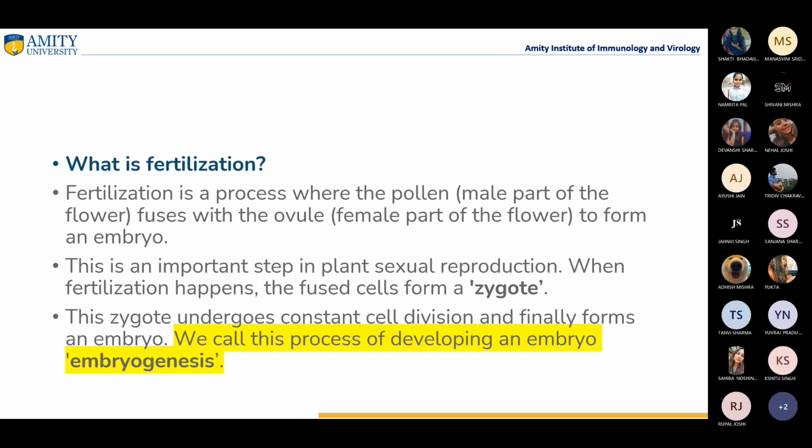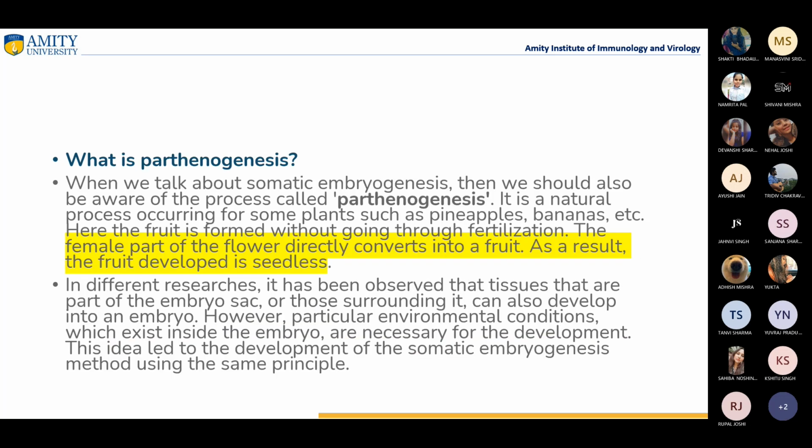So after fertilization, a zygote is formed. We all know that, right? This zygote undergoes a lot of cell divisions and forms an embryo. Now this process of developing an embryo is called embryogenesis, right? This is just a repetition. Parthenogenesis is another term, right? So when we talk about somatic embryogenesis, then we should know about parthenogenesis also.